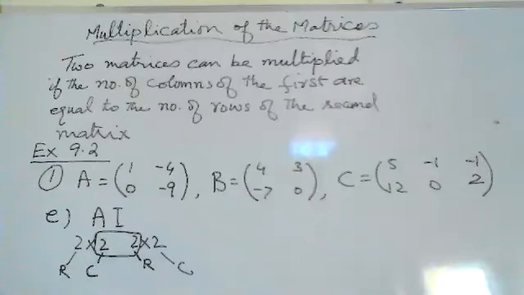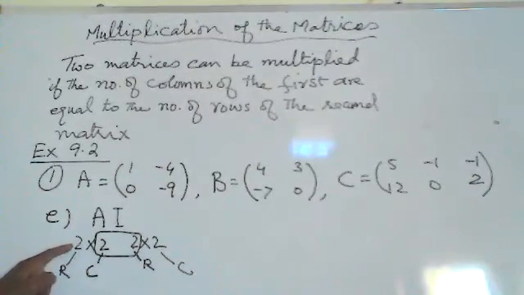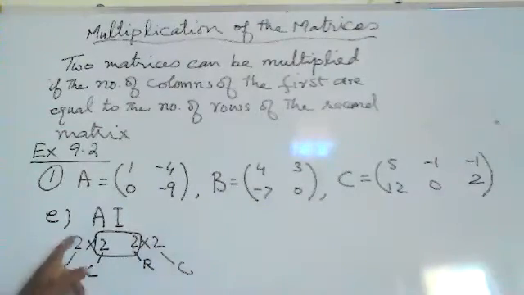We compare these two numbers. If they are the same, we can multiply. If they are not the same, we can't multiply. We do not check this one and this one. The end numbers we do not check. We only check the middle numbers. They must be equal. Then we can multiply them.